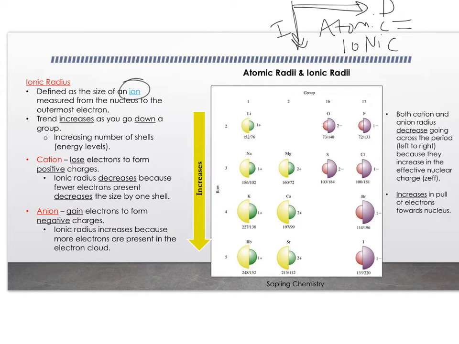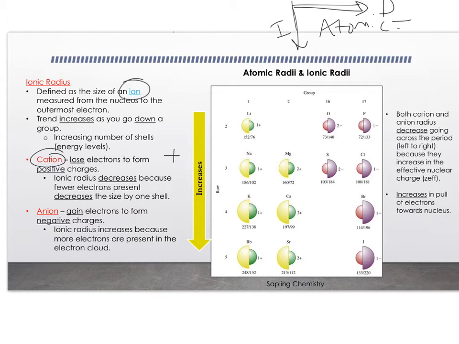Okay, and again, it increases going down just like the atomic radius because you're increasing the number of shells or energy levels as you go down the group or increase the period number. Okay, looking at the cation in comparison to the neutral element, cations are going to lose electrons to form a positive charge, just like the t in cation looks like a positive. So if you lose a negative particle, you become more positive.